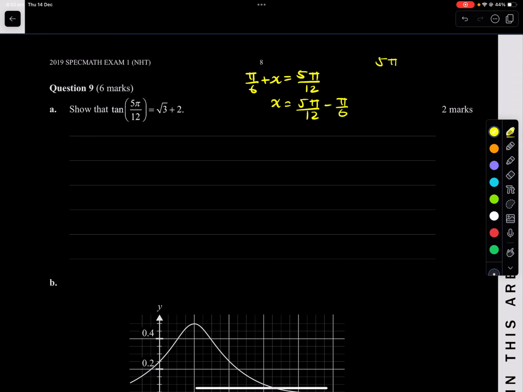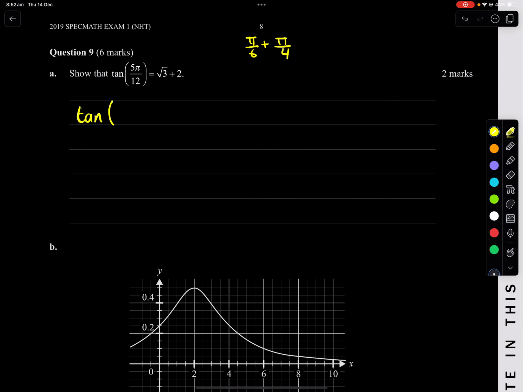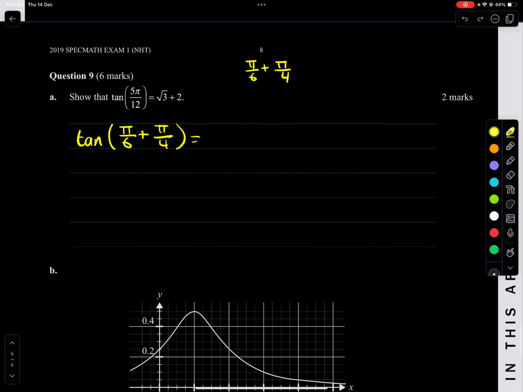So it'll be 5 pi minus 2 pi, which is 3 pi over 12, which is pi over 4. So it's pi over 4. Two things that add to give me 5 pi over 12 are these two expressions. So we can rewrite this as tan of pi over 6 plus pi over 4. And remember, using the formula sheet for the compound angle formulas, you remember the formula? So I'll write it over here so you can see it.